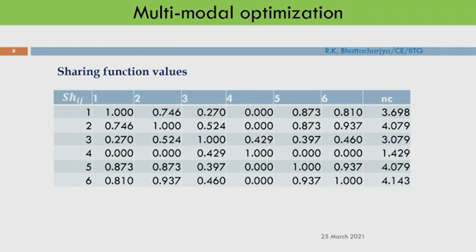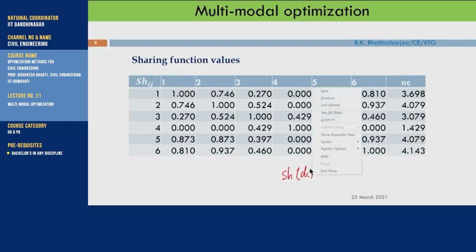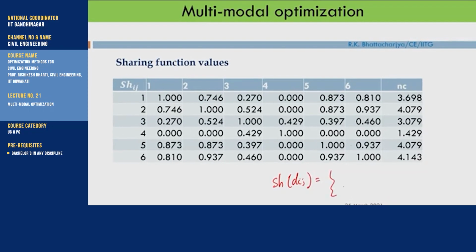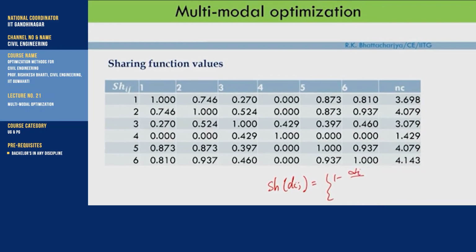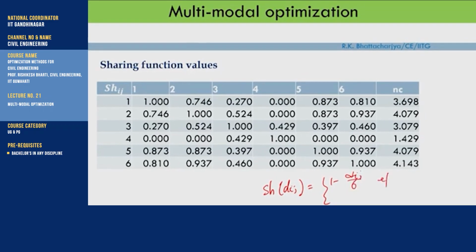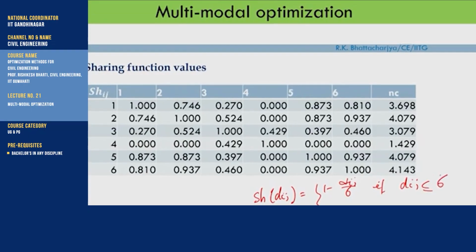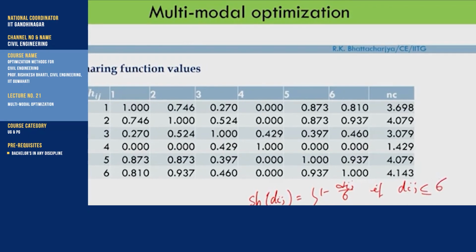Now, after calculating the distance, you can calculate the sharing function value, that is Sh(D_ij) equal to 1 minus D_ij by sigma if D_ij is less than or equal to sigma, and this is 0 otherwise.